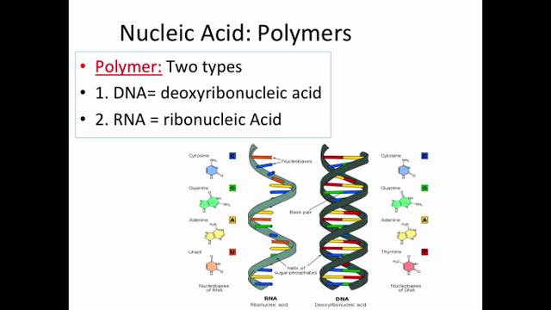Polymers, on the other hand, it's nice and easy because there's only two of them, DNA, or deoxyribonucleic acid, and RNA, which is ribonucleic acid. You want to be able to get to know those words, recognize those words, and say those words and spell those words. We're going to look at each one individually.